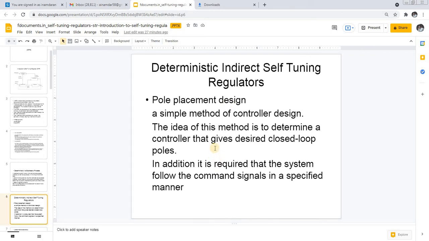Now at this point we are going to have a look at the algorithms. These algorithms are divided into direct and indirect self-tuners. The basic idea in both types, the direct self-tuning algorithm and the indirect self-tuning algorithm, is to identify some parameters that are related to the process or the specifications of the closed loop system.